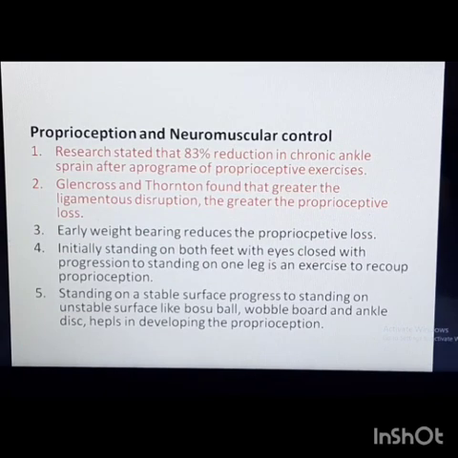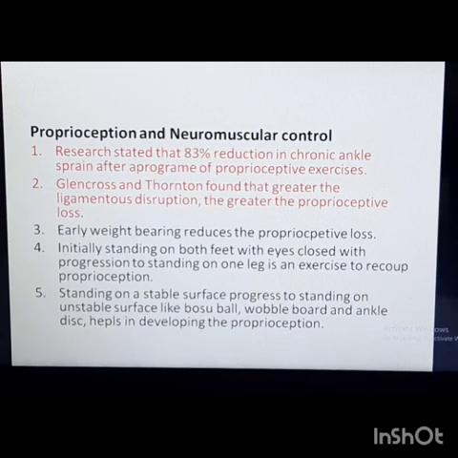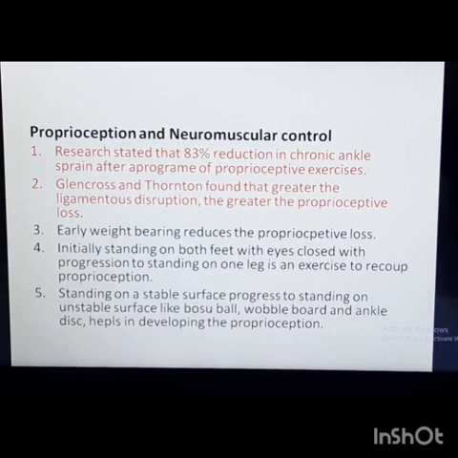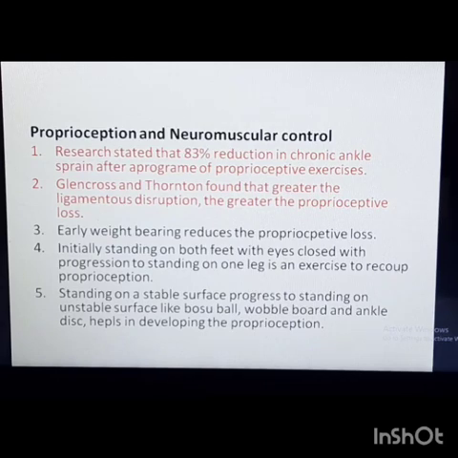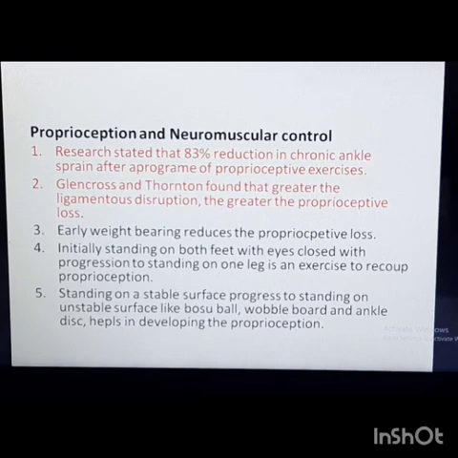Proprioception and neuromuscular control are among the most important exercises in ankle injury. Research says there is an 83% reduction in chronic ankle sprain after a program of proprioception exercises. 83, that's huge. Glencross and Thornton found that the greater the ligamentous disruption, the greater the proprioception loss. They are saying that as the severity increases, the greater the loss of proprioception. Early weight bearing reduces the proprioception loss.